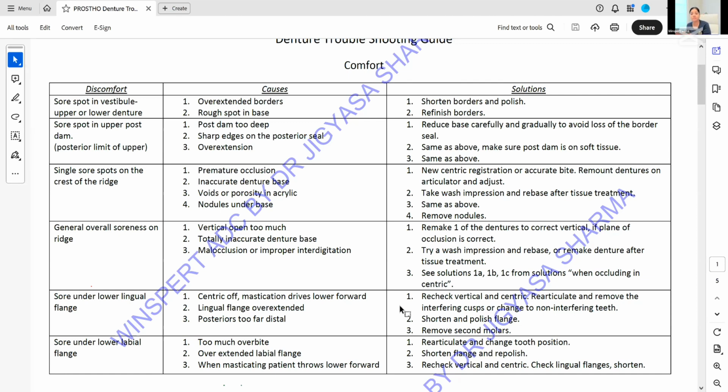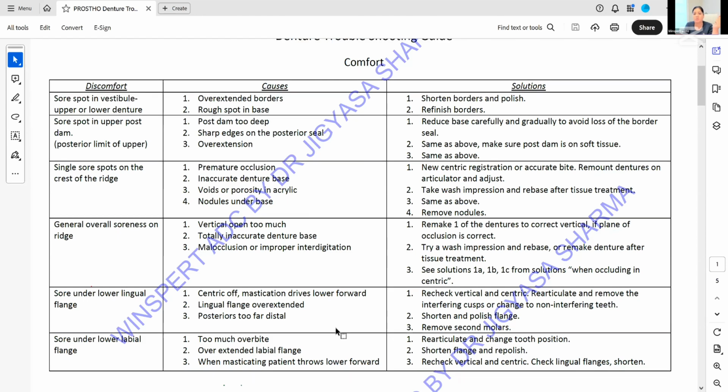If the centric is off, then recheck your centric, see that your centric occlusion and centric relation are coinciding, re-articulate it, remove the interfering cusps and change to non-interfering teeth. So selective grinding, but is the ideal answer chair side, or on the articulator? Whenever you're correcting interferences, with CO and CR not coinciding, you will have to manage by selective grinding. It would be done on the articulator.